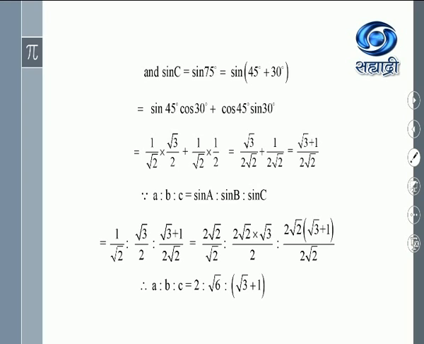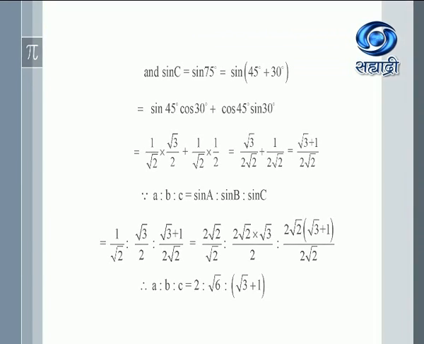Thus we got the ratio of the sides A is to B is to C is equal to 2 is to root 6 is to root 3 plus 1. So remember from this example that if all the 3 angles are given, we can find the ratio of its sides. So remember the method how we tried the sum. Okay. Now next we move to the cosine rule.